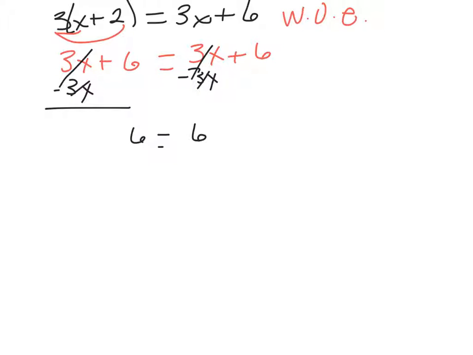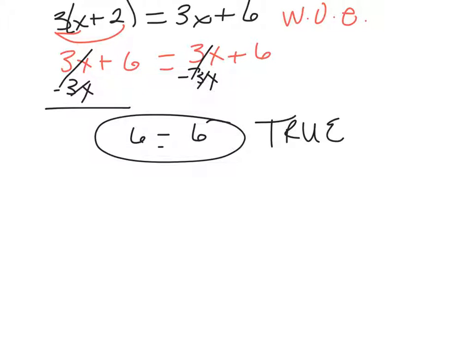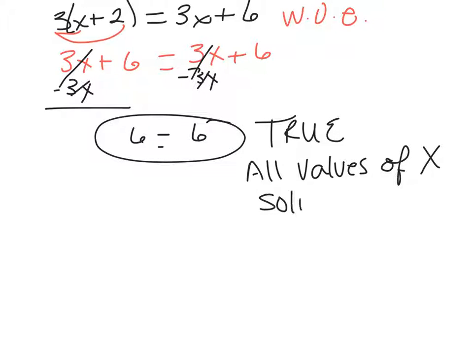In this case, the equation 6 equals 6 is always true. There's no question about that. So all values of x are solutions. And this is called an identity.